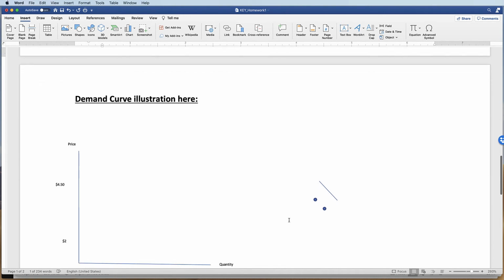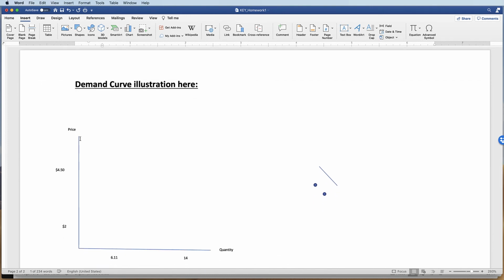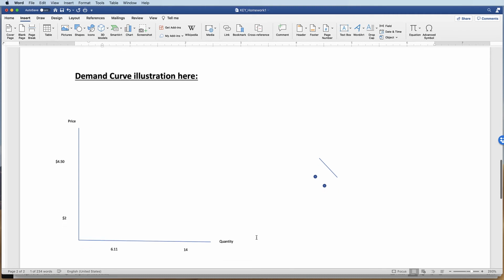I've got the demand curve already drawn. Again, just like some of the notes you've seen, I've got a y-axis here that represents the prices, and I've already put them in here. Those prices were $4.50 and $2 for pork. I've also got an x-axis here that represents quantity, and I went ahead and put in the quantities, 6.11, which is the first equilibrium, and 14.